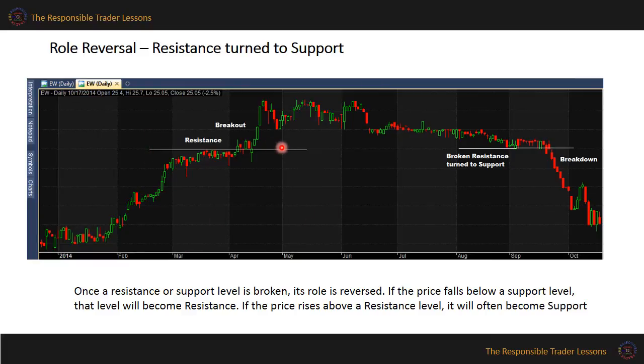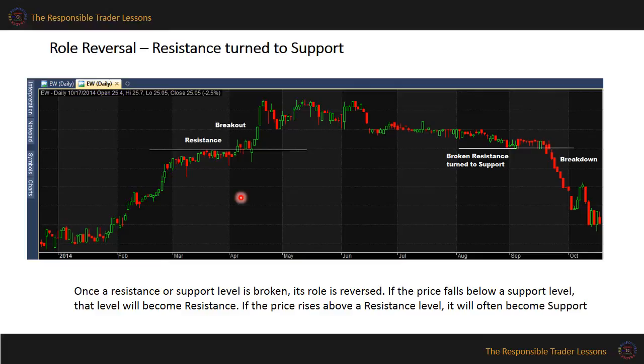Once a resistance or a support level is broken, its role is reversed. If the price falls below a support level, that level will become resistance. If the price rises above a resistance level, it will often become support. As the price moves past a level of support or resistance, it is thought that supply and demand has shifted, causing the breached level to reverse its role.